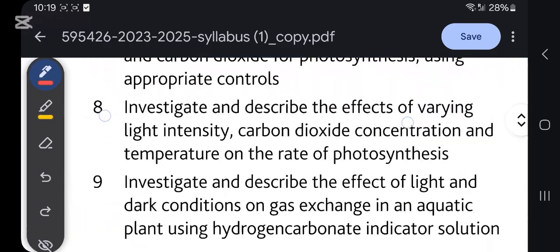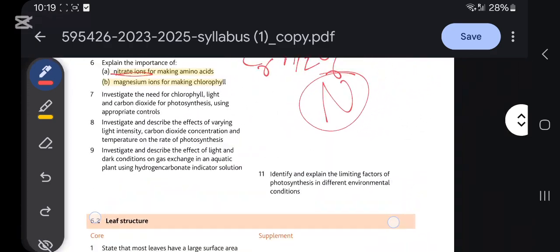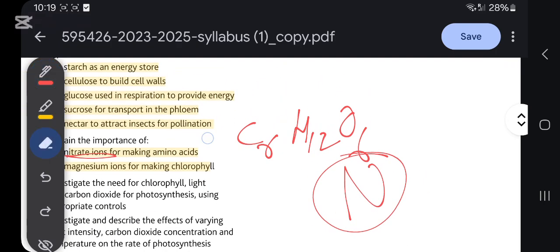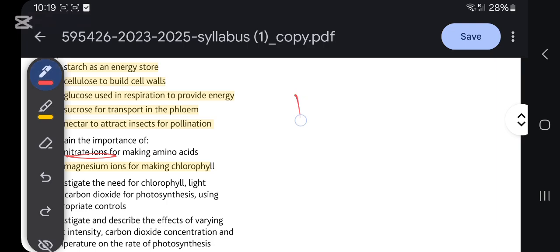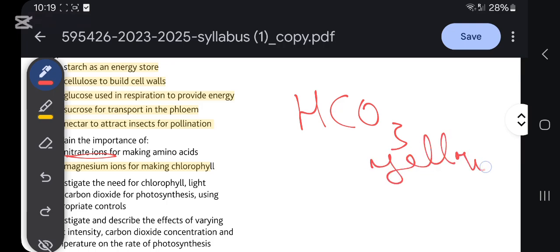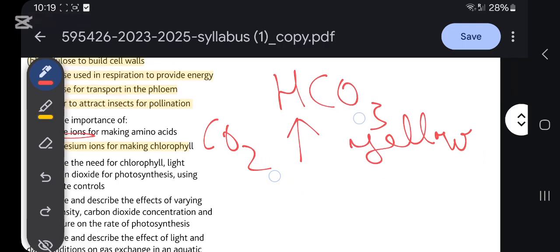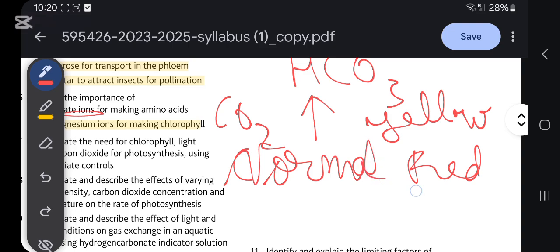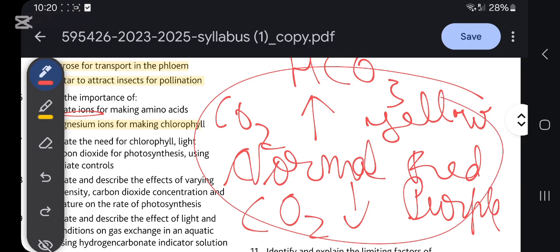Now of course this investigations paper says, okay, but I'll just discuss it with you. First of all, just remember that the HCO3 indicator is used to check how much carbon dioxide is there. If this indicator is yellow, it shows that the CO2 is high. If this indicator is red, it shows that the CO2 is normal, that is equal to the atmosphere. And if it is purple, it shows that the CO2 is low. This is something you should know, because it can be asked in the MCQs as well.